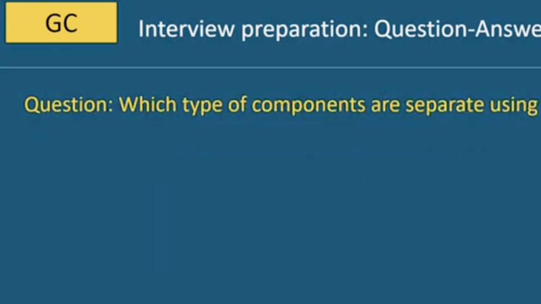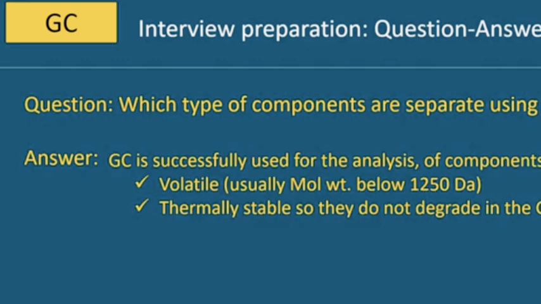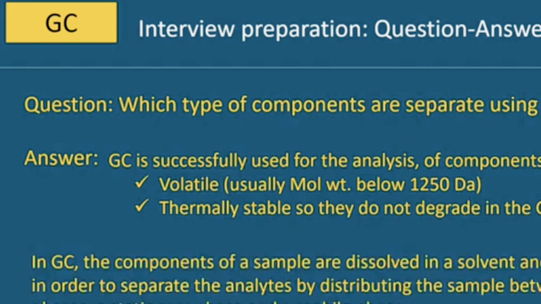Which type of components are separated using gas chromatography? Generally, volatile components that can be converted into vaporized state are separated, and also the component should be thermally stable so they do not degrade in the GC system. In GC, the components of a sample are dissolved in a solvent and vaporized in order to separate the analytes by distributing the sample between two phases, a stationary phase and a mobile phase.